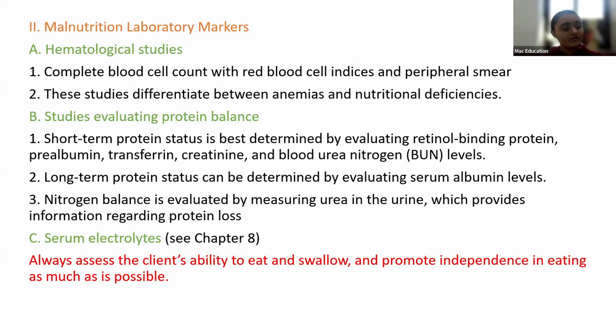Okay, let's take some short break and then we will continue with the malnutrition laboratory markers.